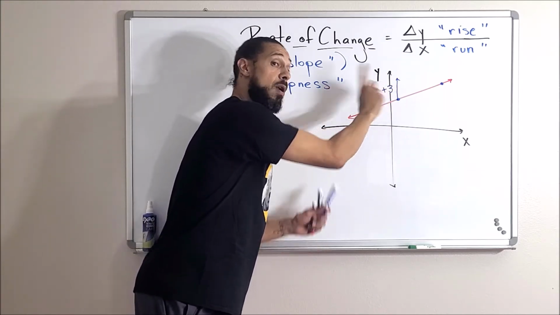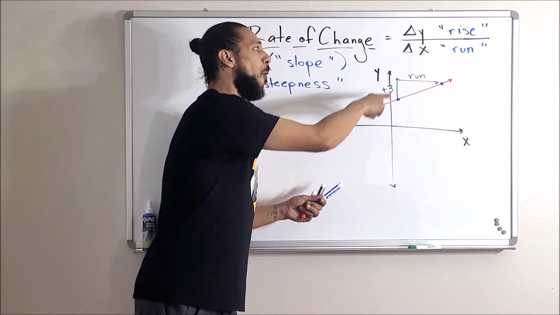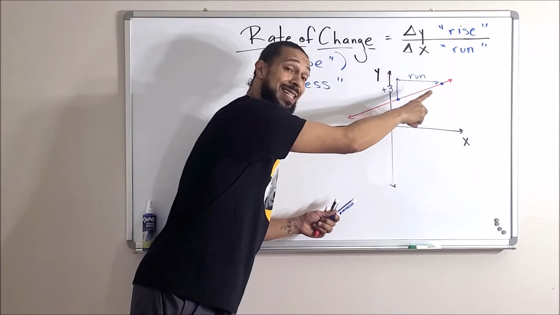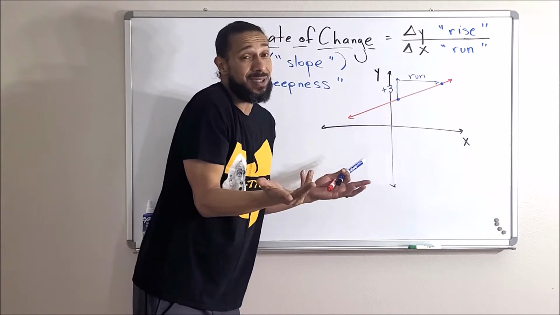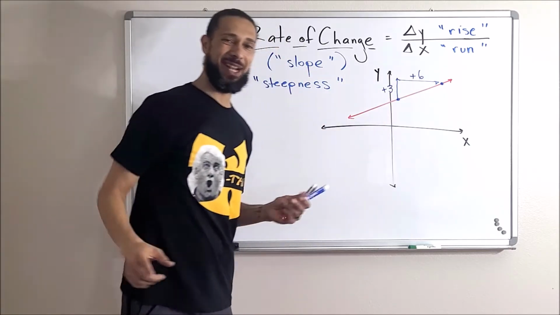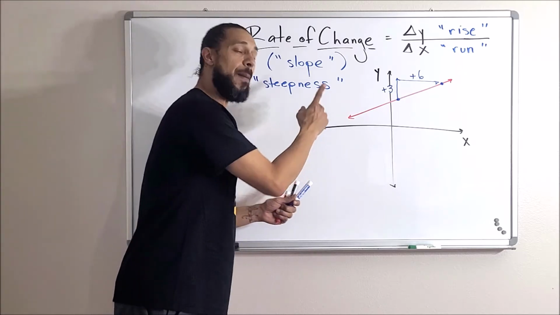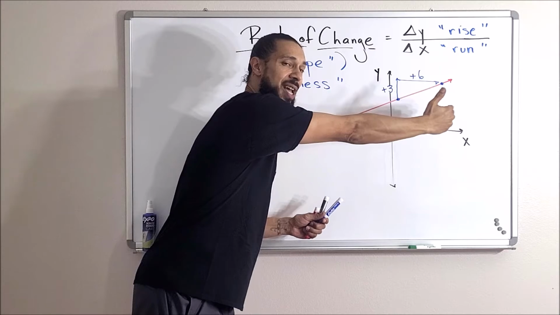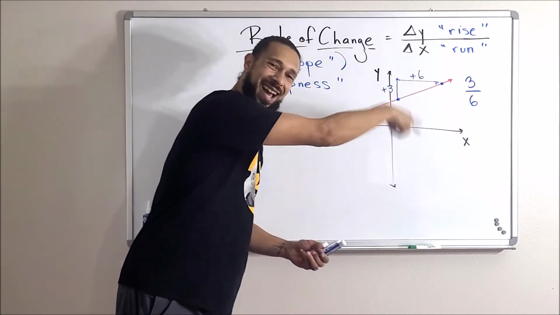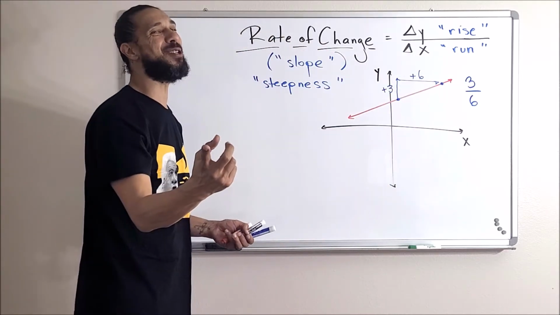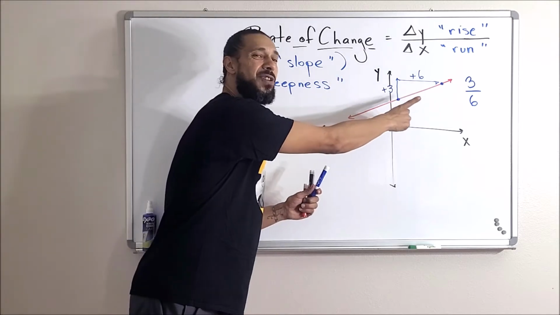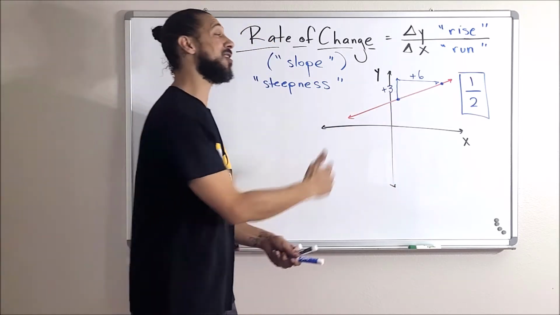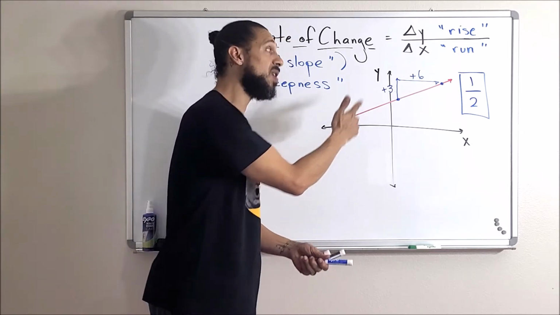Then I would count the run. Once I'm on the level of that other point, I would just count the spaces to get to that other point. Let's say, for example, it might be 6 spaces to get over there. So if I put my rise over my run, my change in y over my change in x, it would look like 3 over 6. And you know how to reduce fractions. That 3 over 6 changes into 1/2. So the slope or steepness of this line will be 1/2.